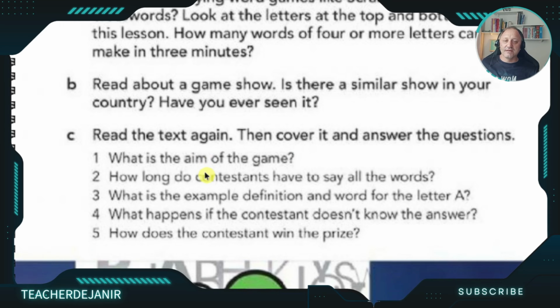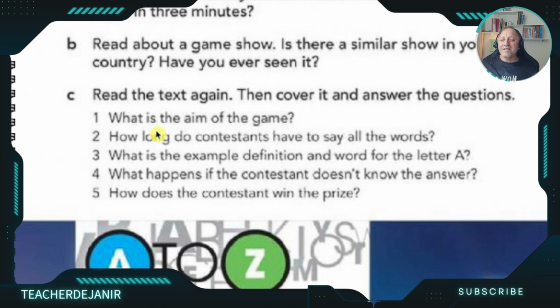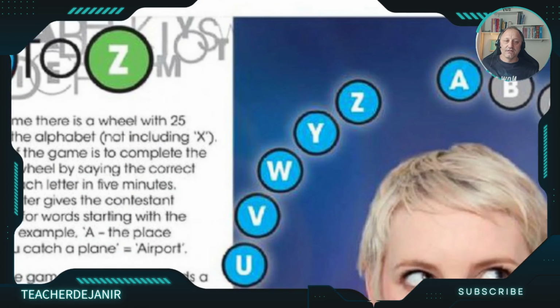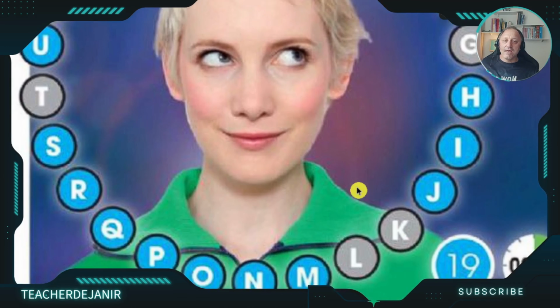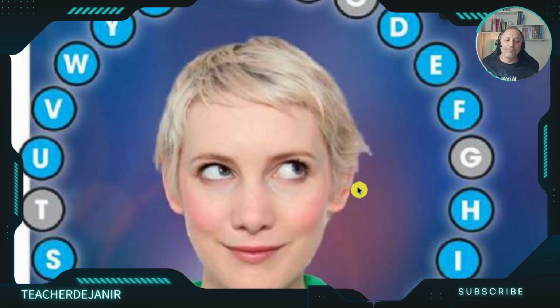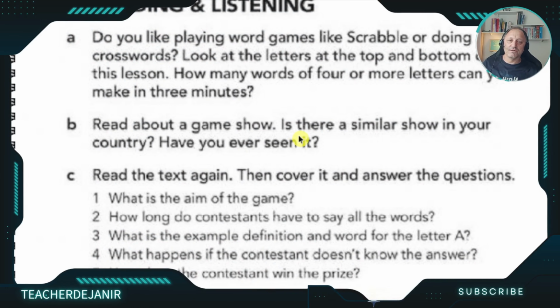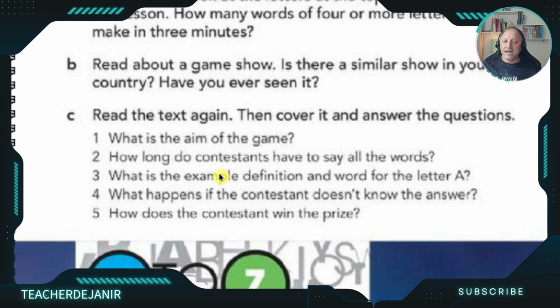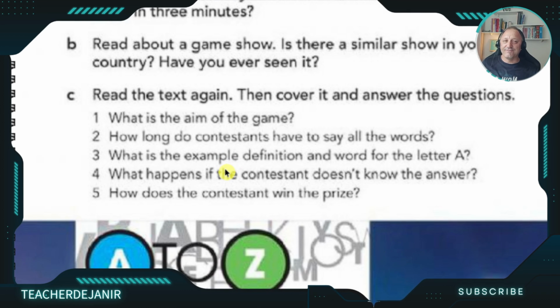Read the text again, then cover it and answer the questions. What is the aim of the game? To complete the wheel by saying the correct word for each letter. There is this wheel and we have to complete all the words, every word. How long do contestants have to say all this word? It's 5 minutes. First, let's read about the game show.